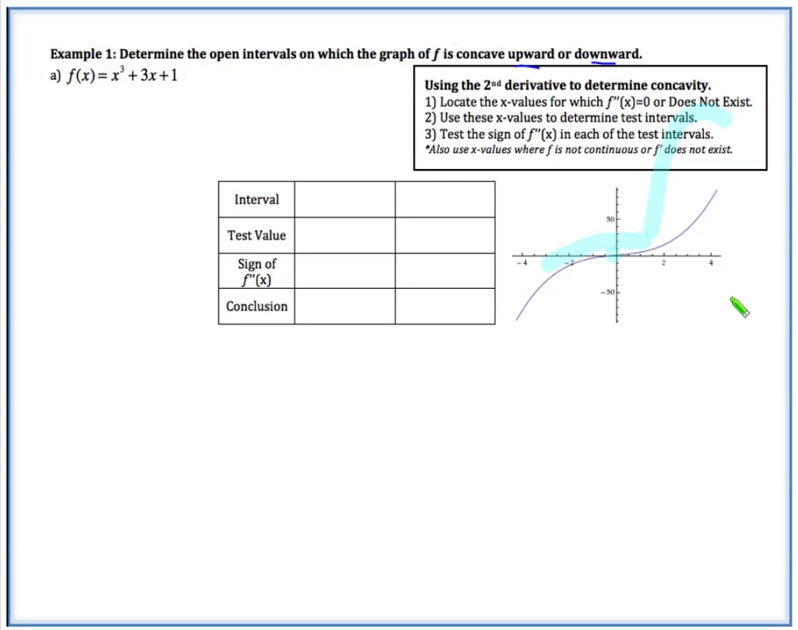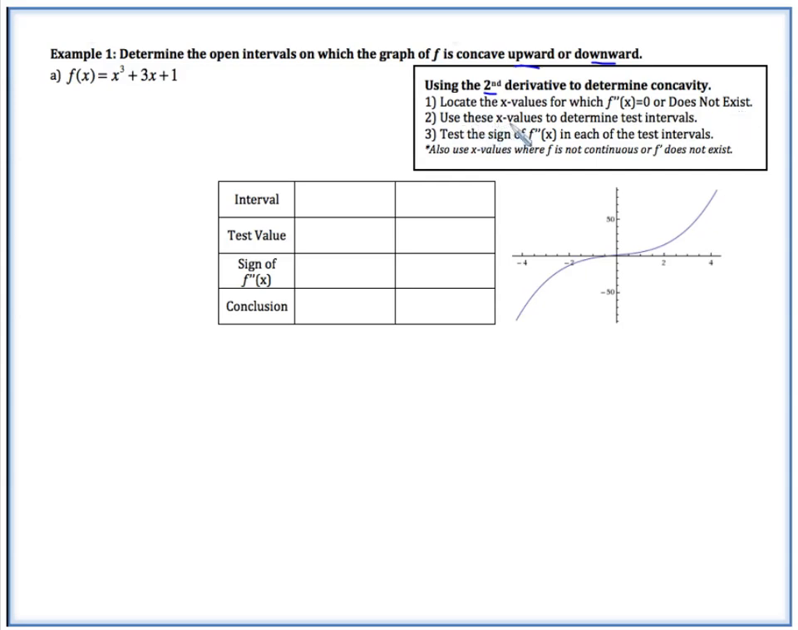So the water trick doesn't always work to determine whether something is concave up or concave down. What will always work is using the second derivative to determine the concavity. So what we want to do is locate the x values for which f double prime of x equals 0 or does not exist.